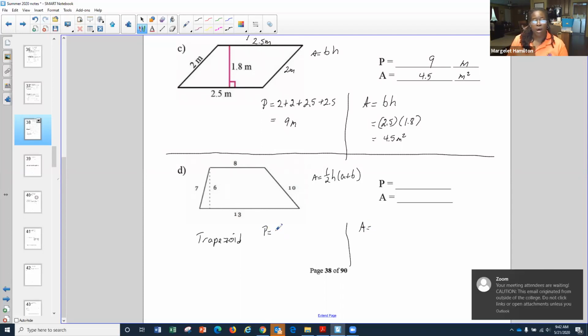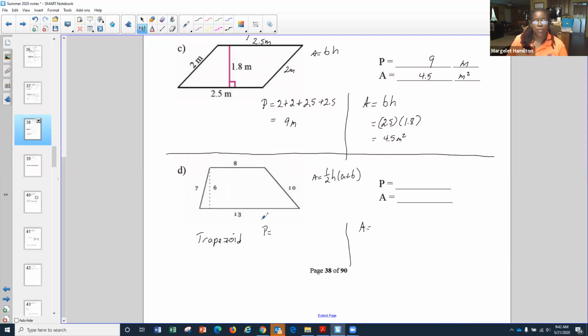Okay. All right, so our perimeter. So our perimeter, we're adding all that goodness up. So 7 plus 8, go right on around, 10 plus 13, and adding that up, and we should get 38. 38 units.